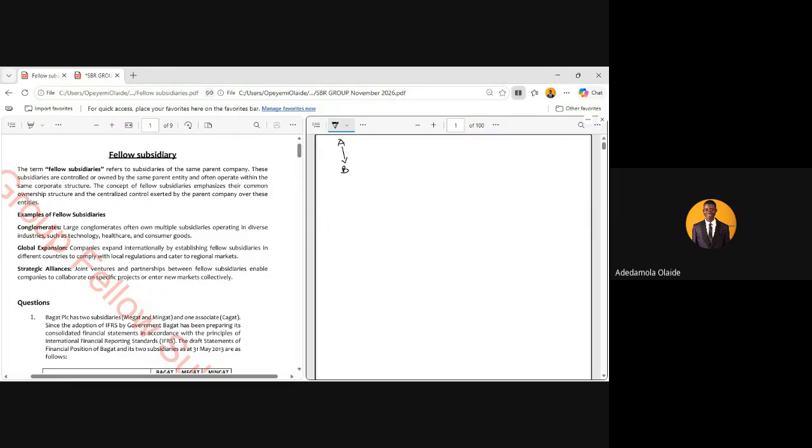But if it is a fellow subsidiary group structure, then we will have something like A having an interest in B, and also an interest in C. And if they have more than that, I can still draw it out here and say they also have an interest in D. This would be a fellow subsidiary group structure where the parent has interest in more than one subsidiary.